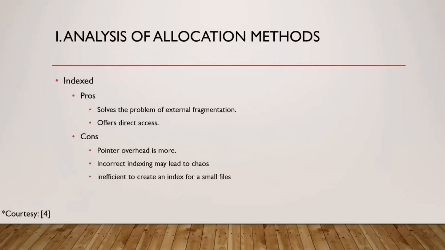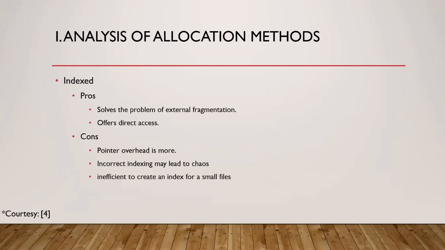So lastly, the indexed allocation. It solves the problem of external fragmentation and offers you direct access also. In this way, you get the best of both worlds, kind of. Then what are the different drawbacks? Pointer overhead is more. Why is pointer overhead more? Because you are supposed to maintain the index page. That is the burden.